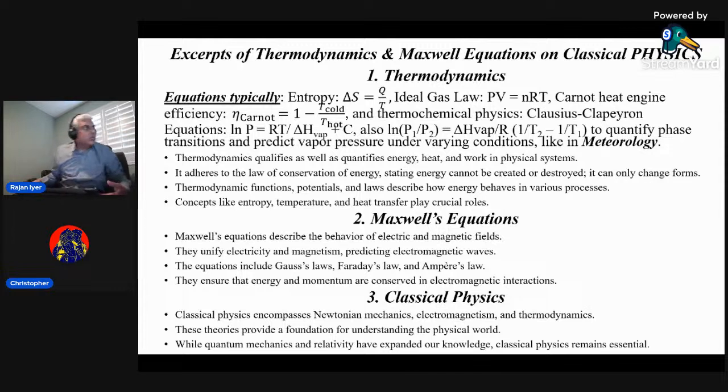In any case, as far as we are concerned for this episode, the excerpts of the thermodynamics and Maxwell equations based on classical physics: thermodynamics had given a lot of quantified equations. For example, entropy, we can say delta S is the heat Q over the absolute temperature. It's very important. Absolute temperature is, for example, if you measure temperature in degrees centigrade, you have to add 273 because it's called the Kelvin temperature.